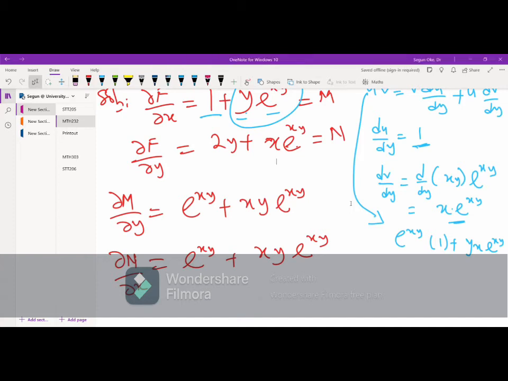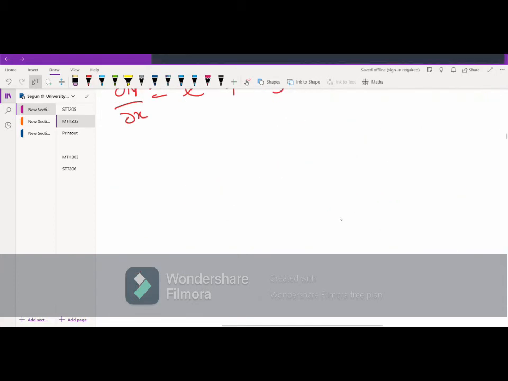Charles, talk. dM/dy, the partial differentiation of dM/dy. Okay, it's very simple. All you have is y exponential xy, and I'm to differentiate with respect to y. I have y here, I have another y here, so I must differentiate it in product way. That is the simple analysis.